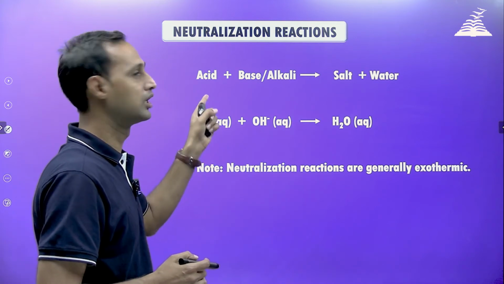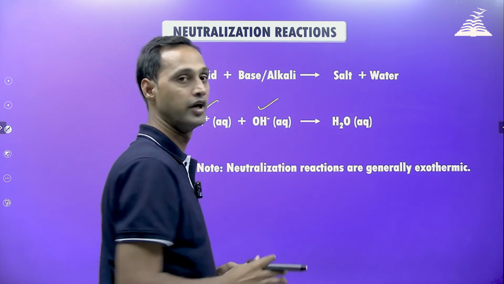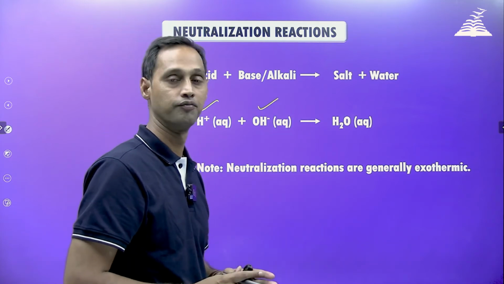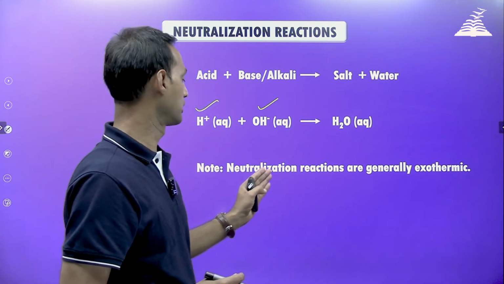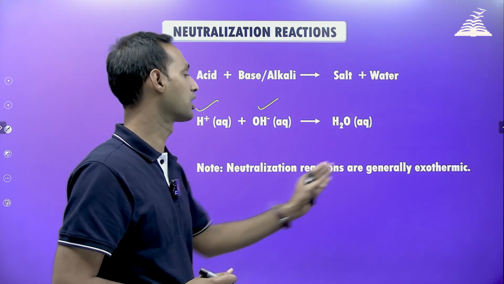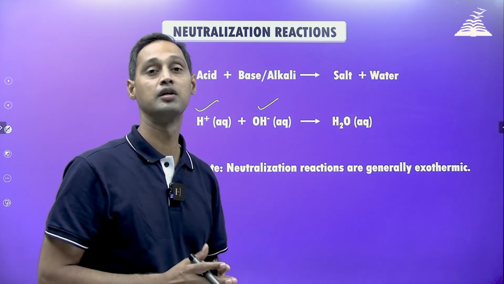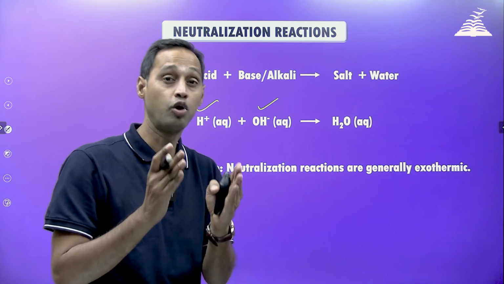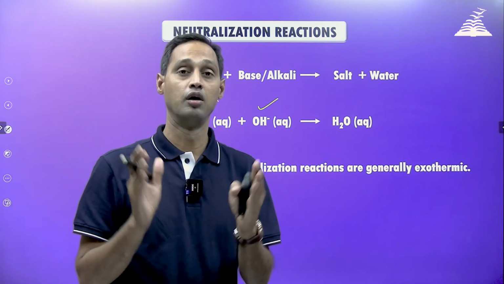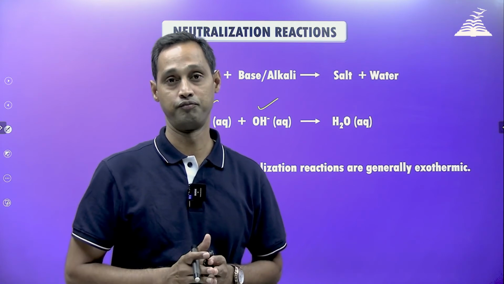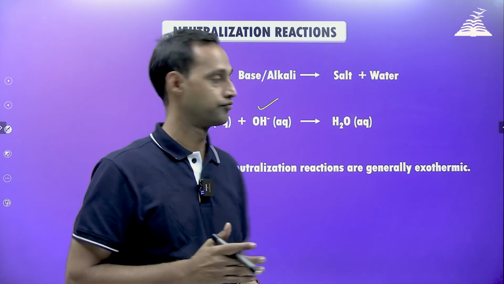Right? So generally acid means H plus ions are present in the acid. OH minus ions from the base or alkali give water, and a salt is formed. Right? One important thing we should understand is that neutralization reactions are generally exothermic. A lot of heat energy is released during neutralization of a strong acid and strong base. If it is a strong acid and strong base reaction, then a large amount of heat is released. If one of them is weak, the energy released will be less.